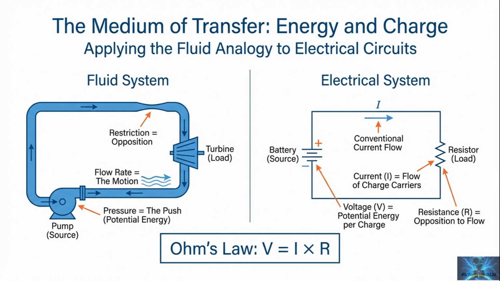Electrical signals are energy movement via charge carriers. Voltage is potential energy per charge. Current is flow rate. Resistance is opposition. This is important because many sensors don't make power. They modulate it. You supply energy, and the sensor changes how that energy flows.